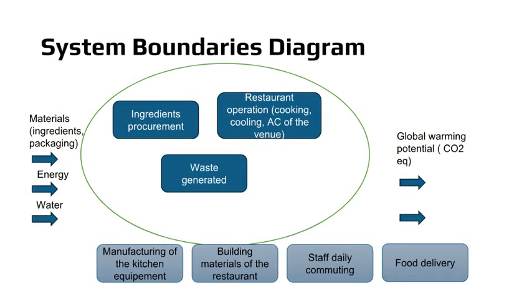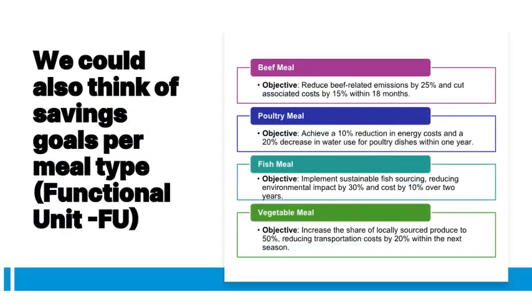This system boundaries diagram showcases how all the different systems combined can generate carbon emissions which contribute to global warming. We could also think of savings per meal type, where we assert different sustainability goals per type of meal.